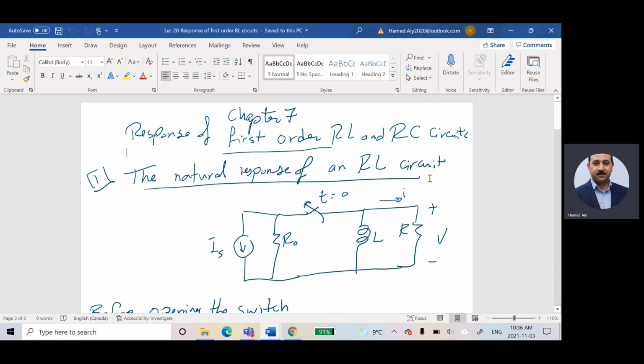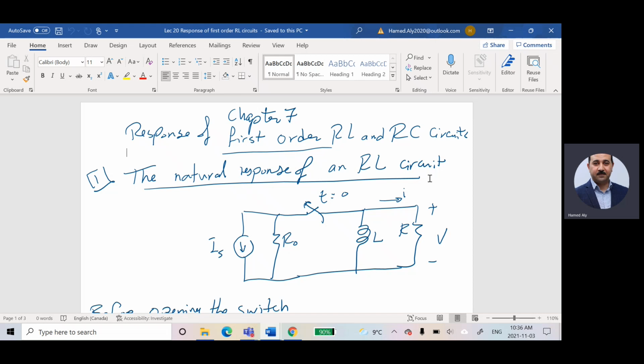In the previous class, we started talking about the response of the first order RL circuit. We didn't talk about the RC circuit, and probably today we will not have time to talk about it either. What I said in the previous class is that there are two different types of response we are going to study in this course.